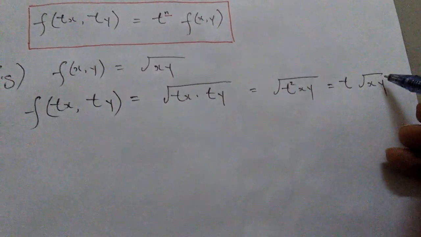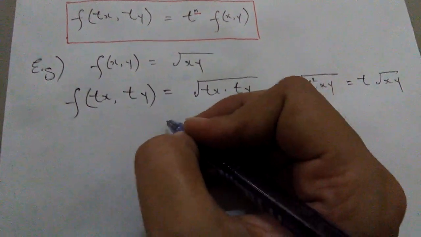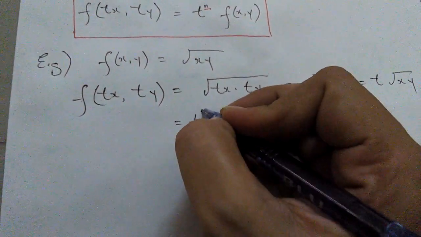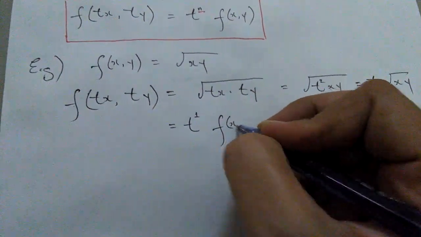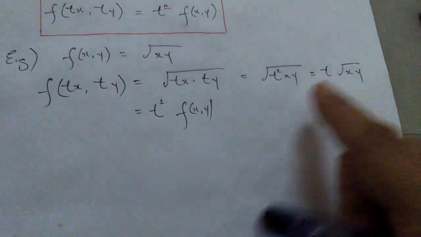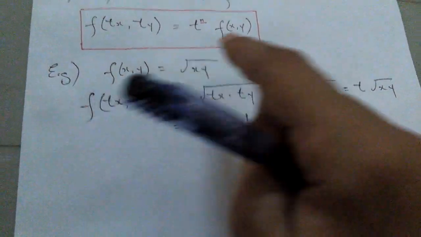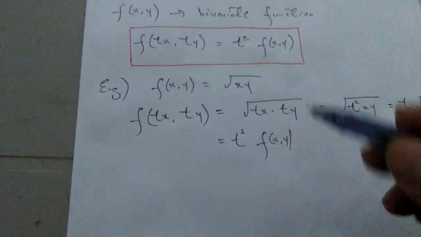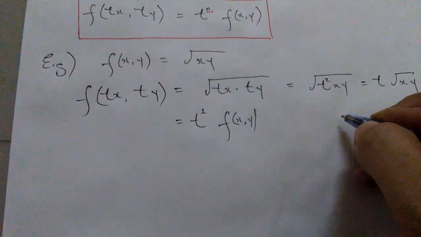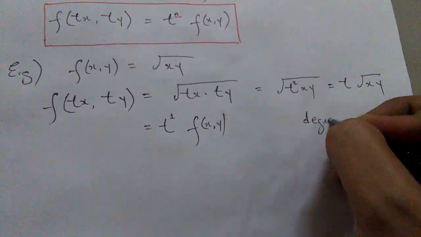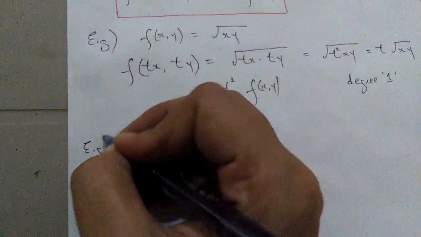You can see that this is your f of x and your t has power 1 there. Though it is not mentioned, let me just write it down here: this is your f of xy. So I come to know that this is a homogeneous function of degree 1. So it is a linear homogeneous function. Alright, let's move to one more example.